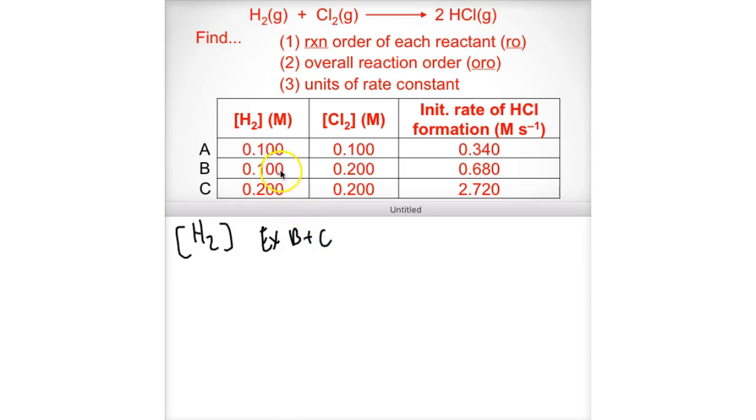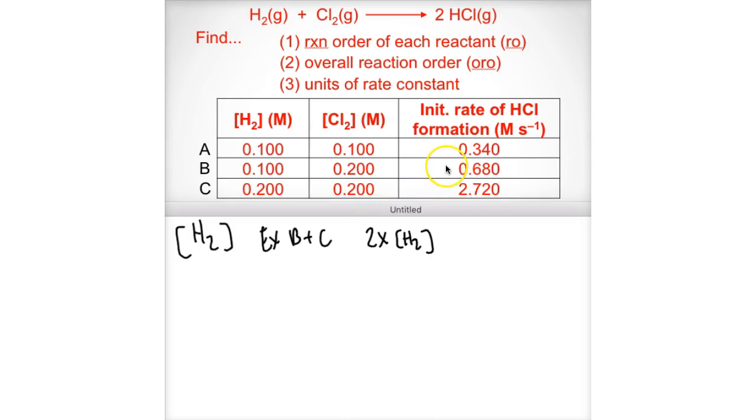So if we go from B to C, we could see that the concentration of hydrogen doubles. So there's 2 times the concentration of hydrogen here. 0.1 to 0.2. And look, it's the same. So chlorine is not going to affect the reaction rate.